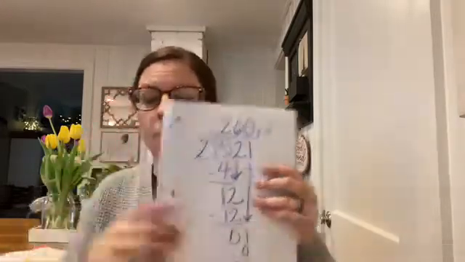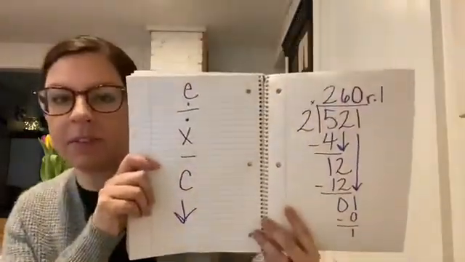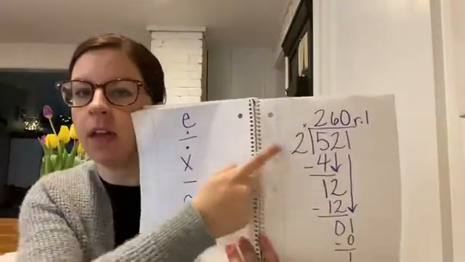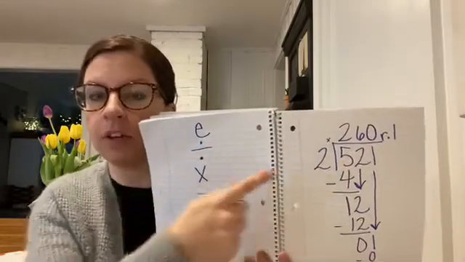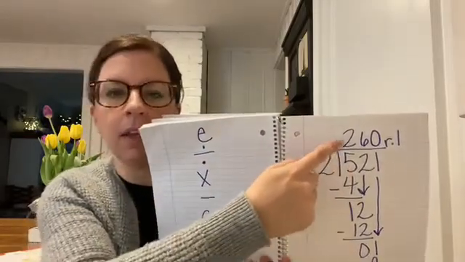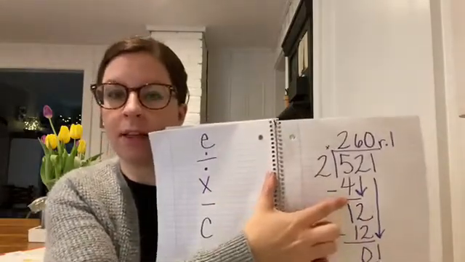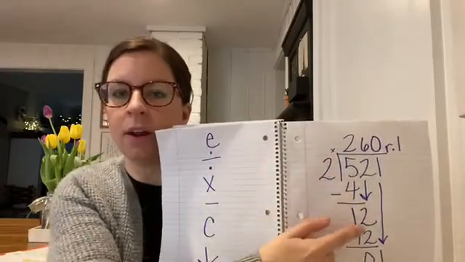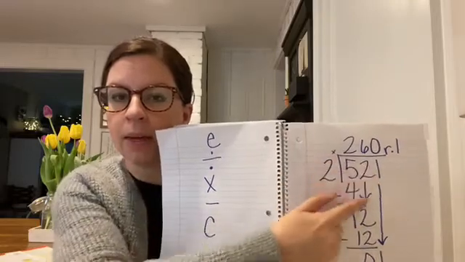Okay, so for this particular problem, let's look. We have our steps of division. I said to myself, how many times does 2 go into 5? I know that 2 goes into 5 2 times. 2 times 2 is 4. Multiply it, 4. Then subtract. 5 minus 4 is 1. Okay, compare. 1 is smaller than 2, so I bring down the 2.